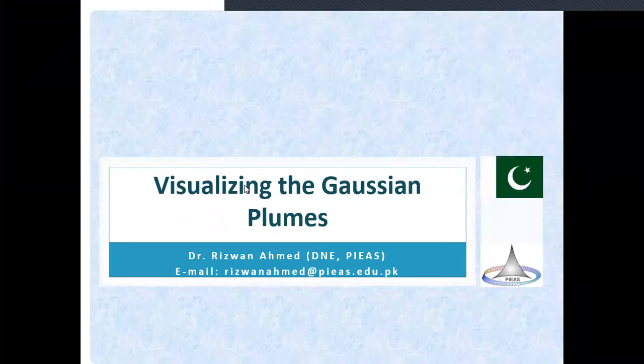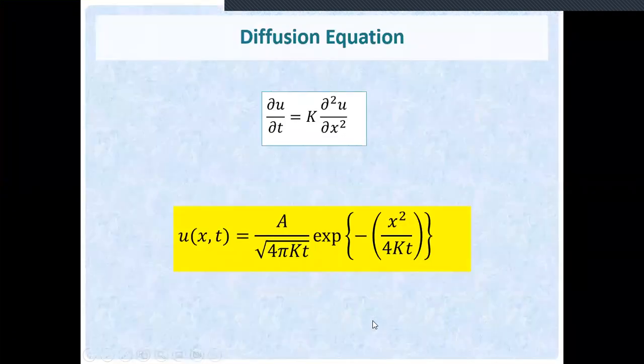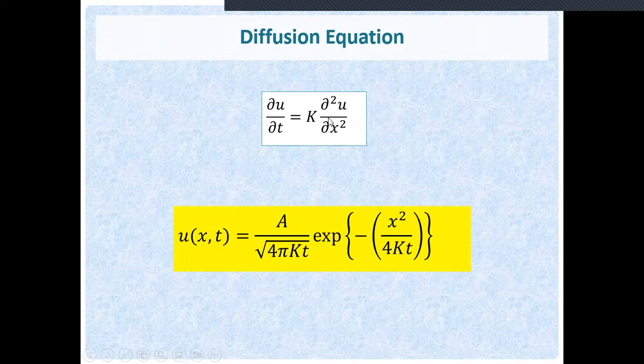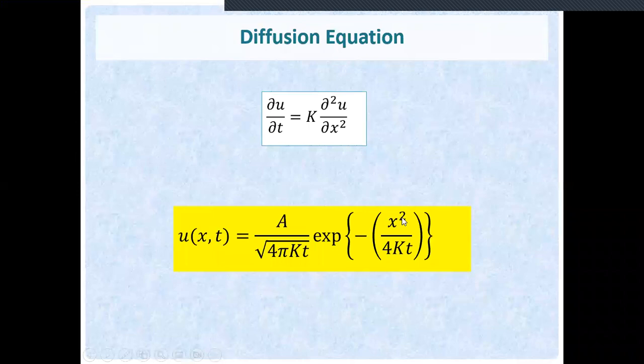In this demonstration, I would like to represent some of the shapes of Gaussian plumes to help you visualize how the Gaussian plumes look like as they emerge from a stack. We started with the diffusion equation, which is a parabolic partial differential equation, and its solution includes e raised to the power x squared. So the shape would be a symmetric normal distribution.